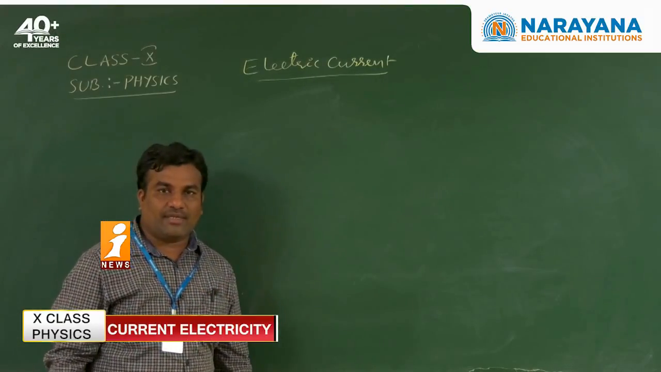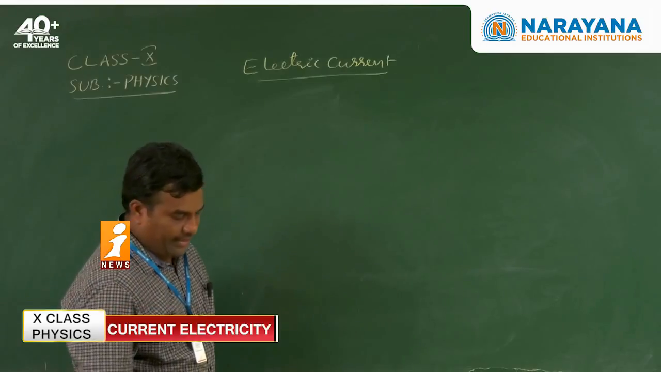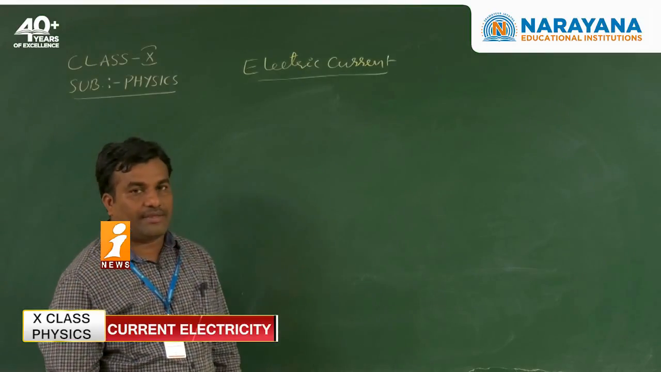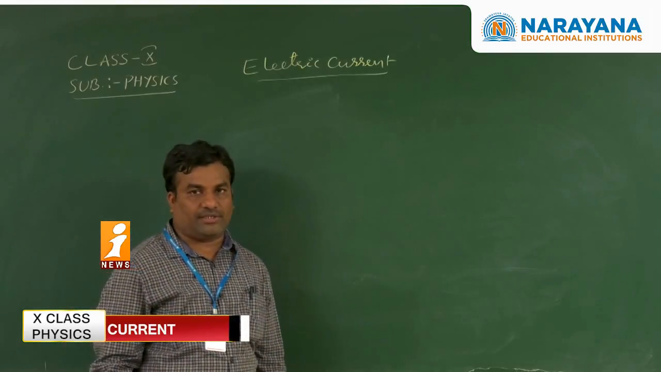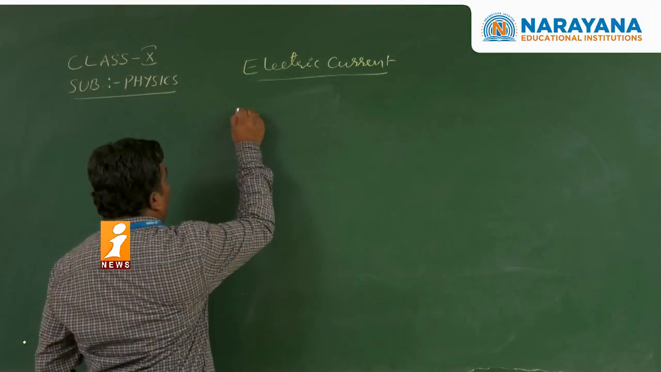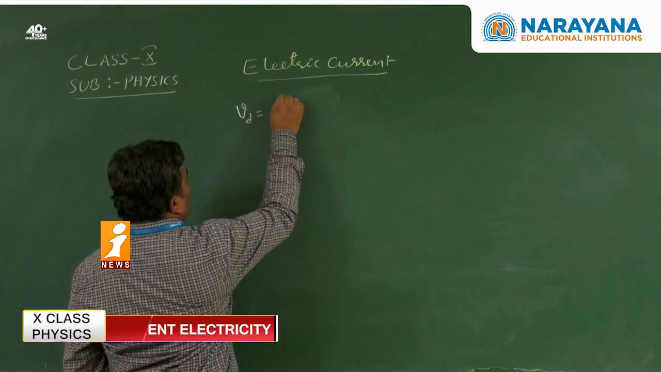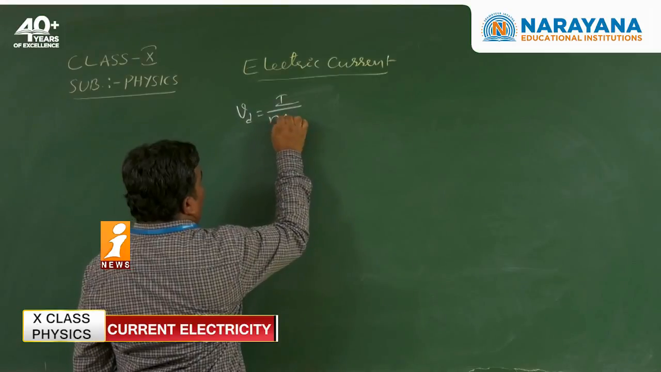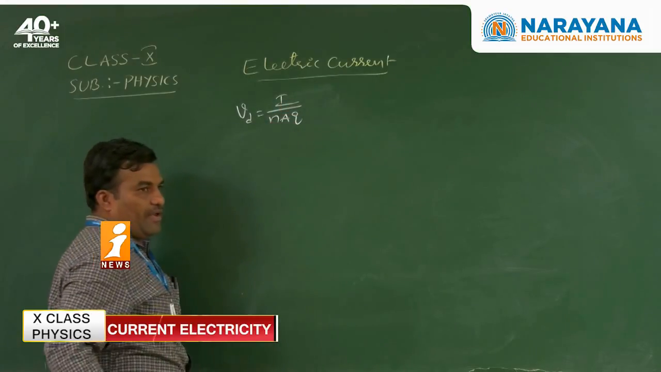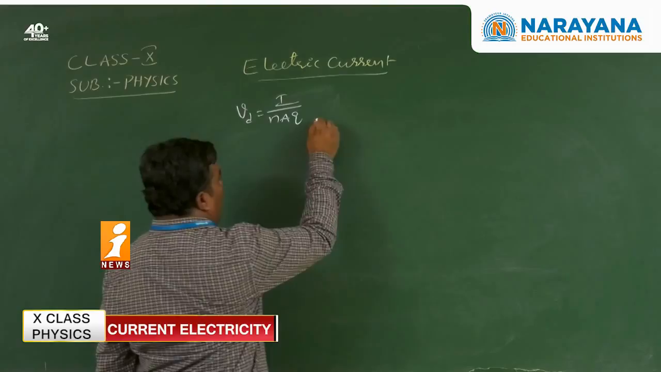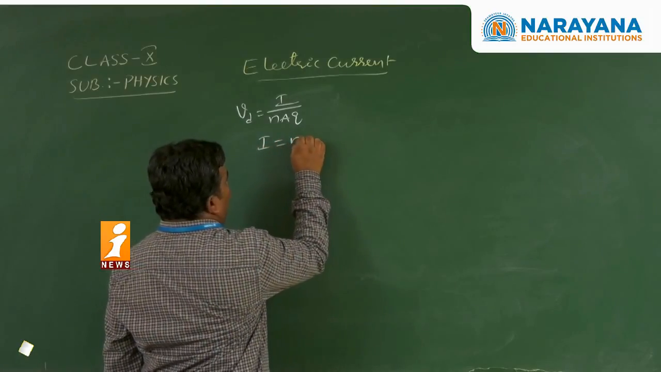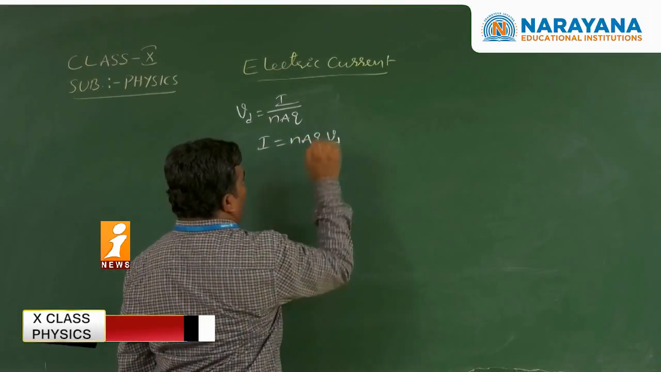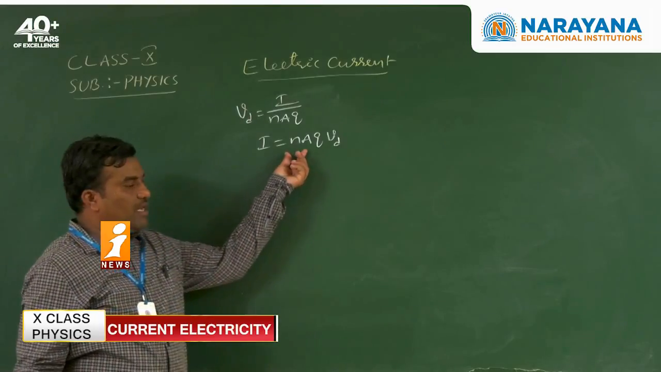How can we decide the electric current direction? Already you know everyone, Vd is equal to I by N A Q. This is the drift velocity. So now I is equal to N A Q Vd.